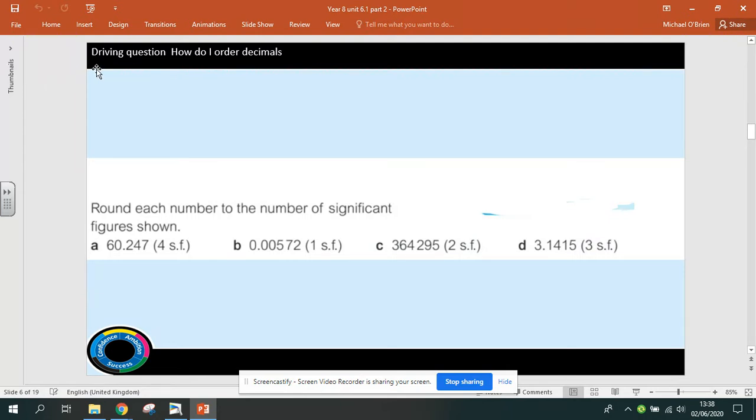So, in the next case, what we need to do is round each number to the number of significant figures shown. So in each case we're going to have a slightly different one. The first one is to 4 numbers, the second is to 1, third is to 2, the final one is to 3. So each one is a slightly different number. So when you're ready, pause the lesson, carry on when you're ready.